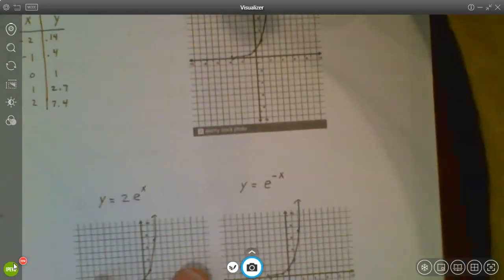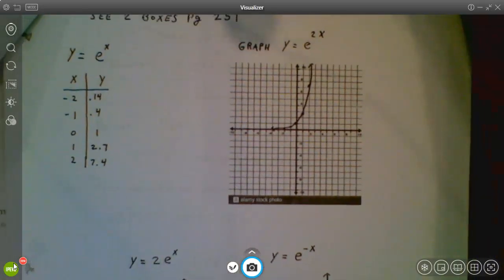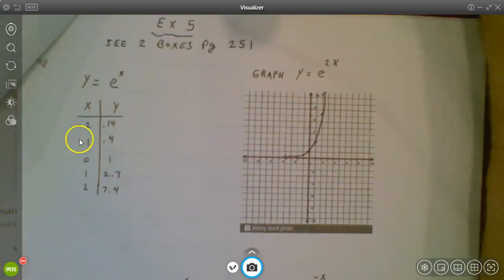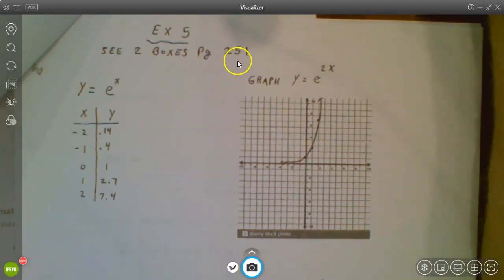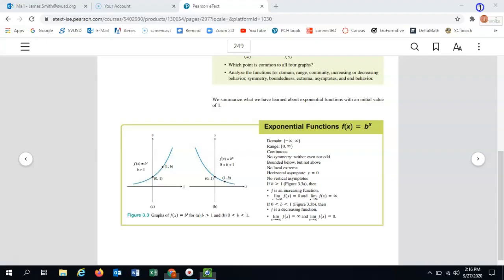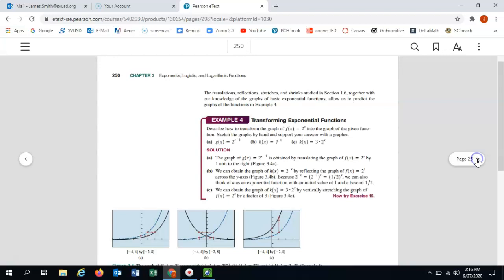Nearing the end here, stay with me, but we're going to be looking at our base of e. You guys learned about this before. Let me take you to our book really quick at page 251. Come on, book.